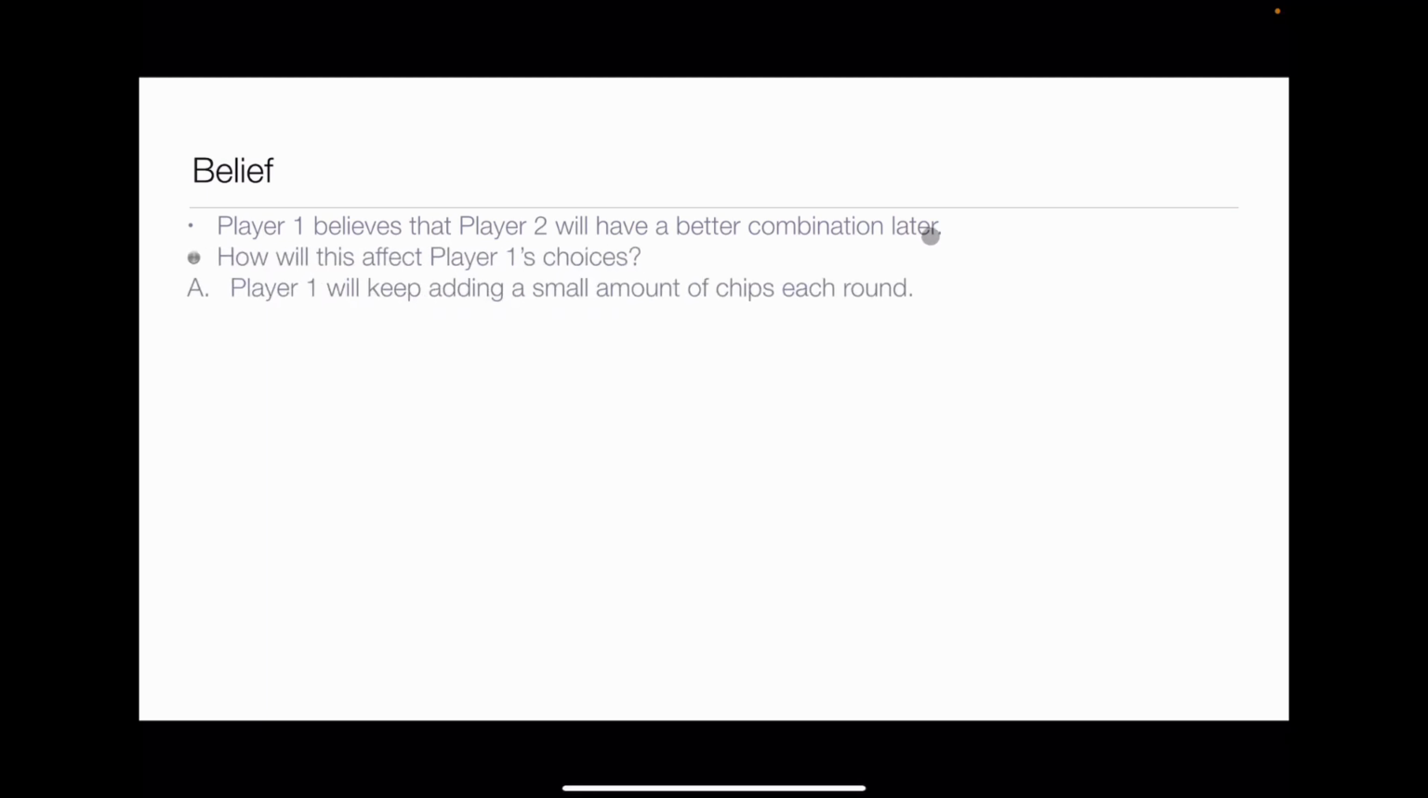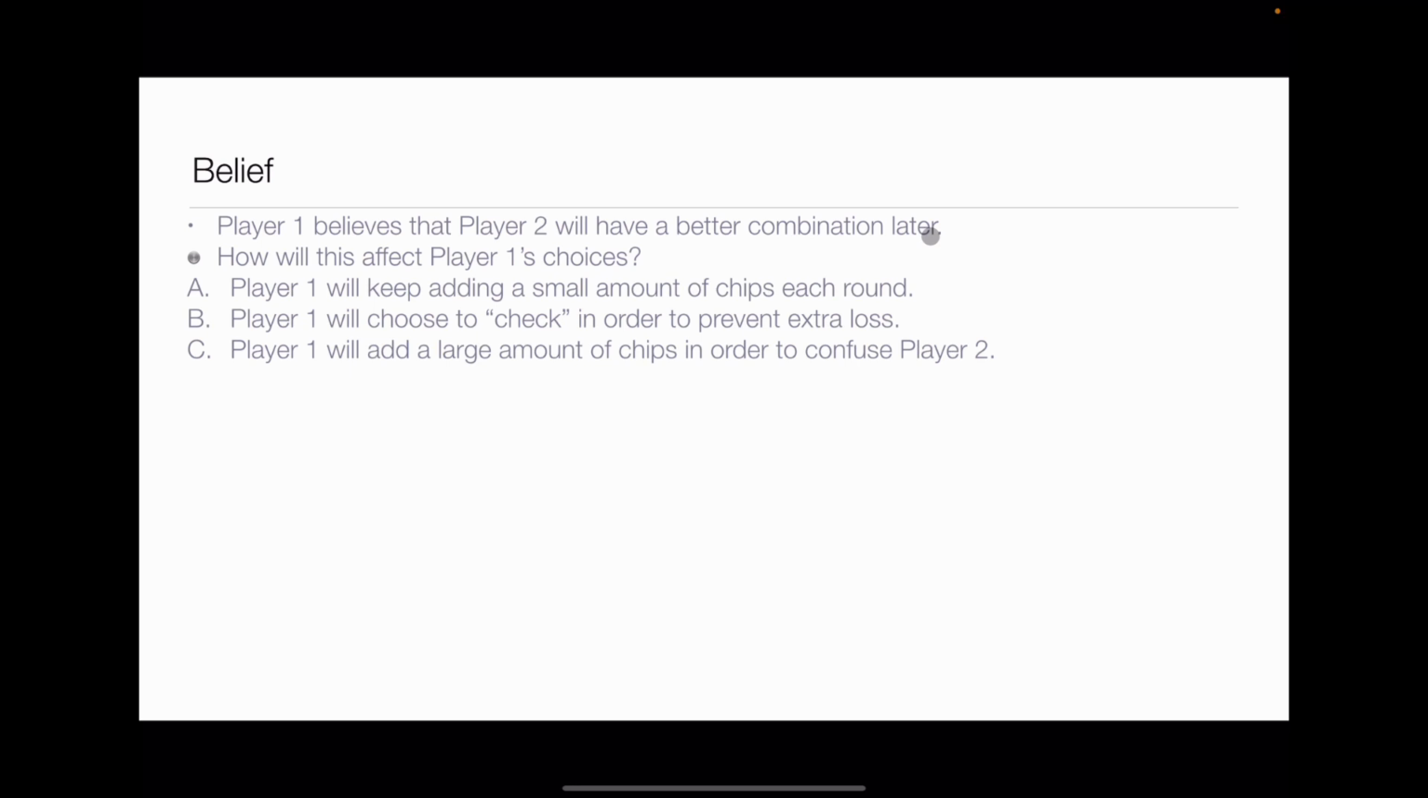Player 1 will then keep adding a small amount of chips each round, hoping that there will be the turning point later. Player 1 may choose to check in order to prevent any extra loss. Player 1 may choose to add a large amount of chips in order to confuse player 2, or player 1 will choose to give up as soon as possible.